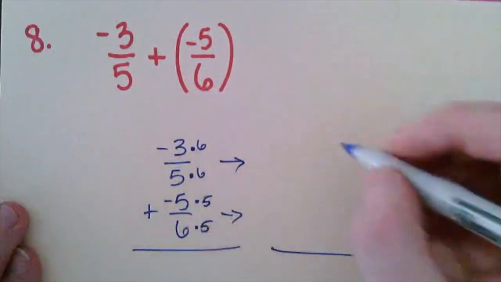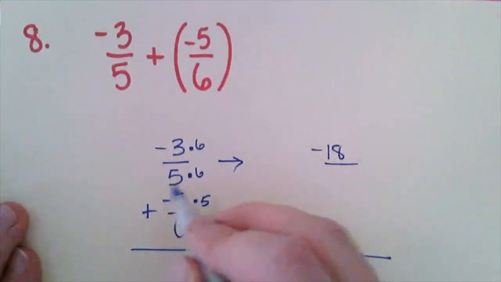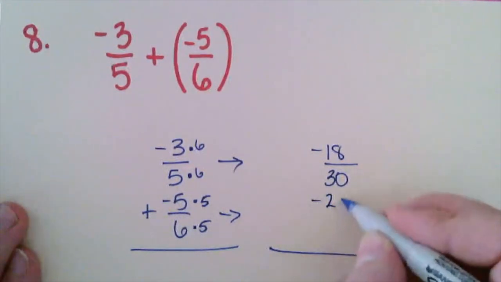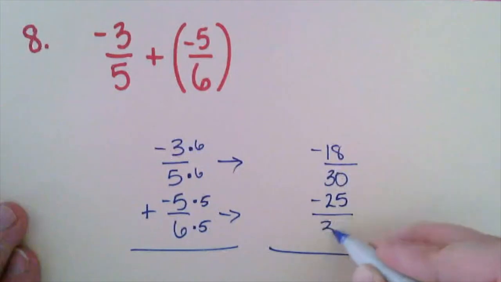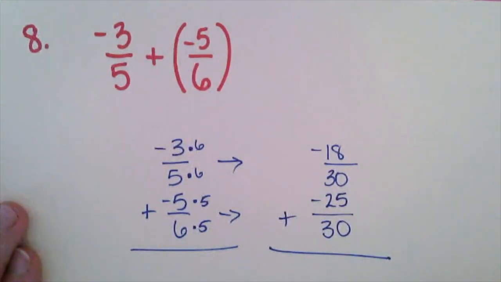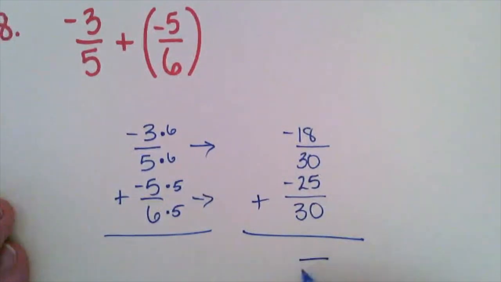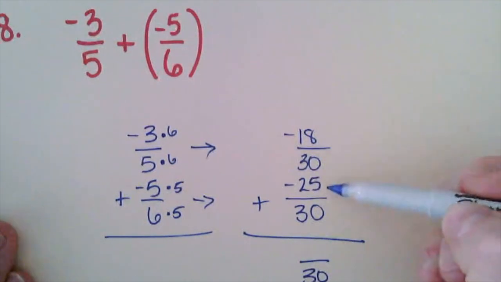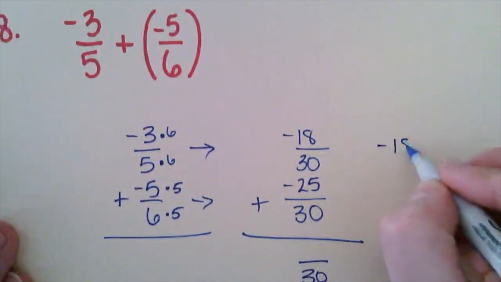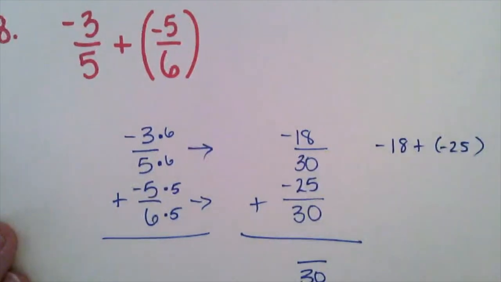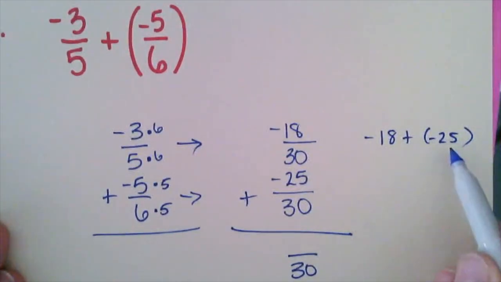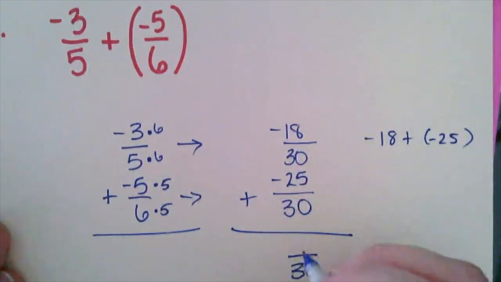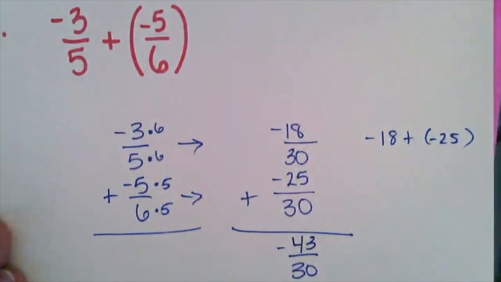When I do that, negative 3 times 6 is negative 18. 5 times 6 is 30. Negative 5 times 5 is negative 25. And 6 times 5 is also 30. Common denominator, 30, 30. That means my answer has a 30 for the denominator as well. Now I've got negative 18 plus negative 25. Negatives plus more negatives means we can't make 0 pairs, so we're just going to add them together. 18 plus 25 is 43, and I can't forget to make it negative.